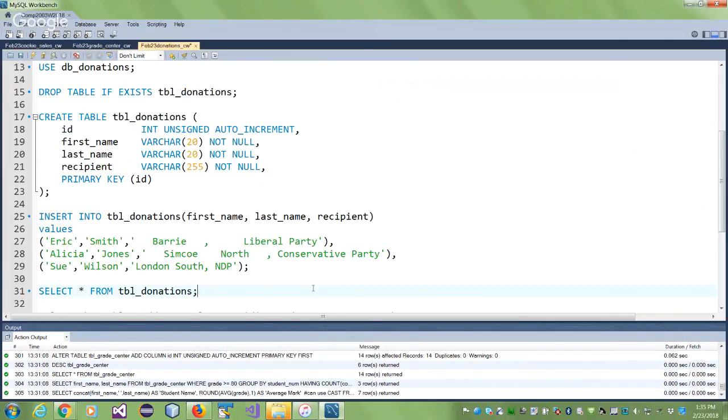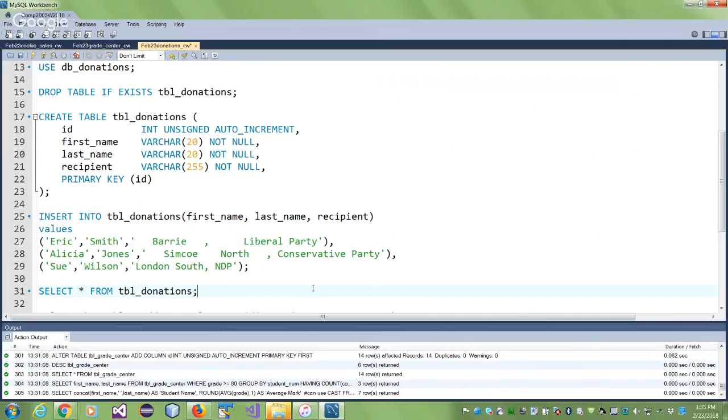Anyway, here is the riding. Berry is the riding, the place, and Liberal Party is the name of the party. What I want to do here is break up this recipient into two fields. The riding goes into one column and the party name goes into another column. And I want to use string functions for it, right? So you already have data. I have millions of records or whatever, and I don't want to start a new table altogether.